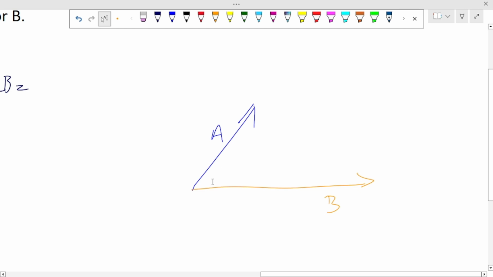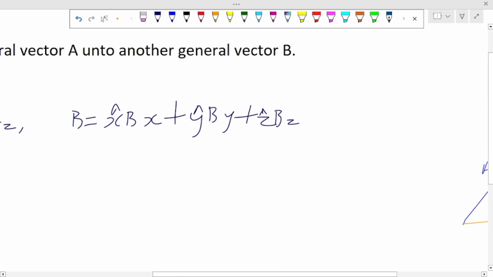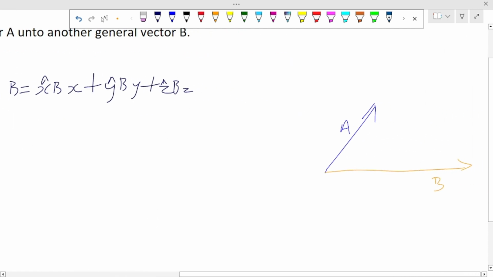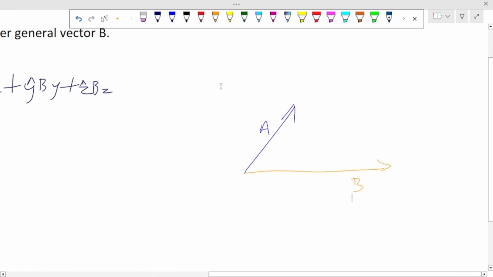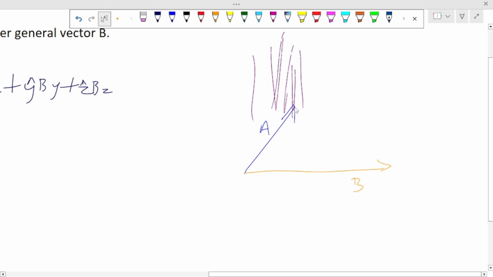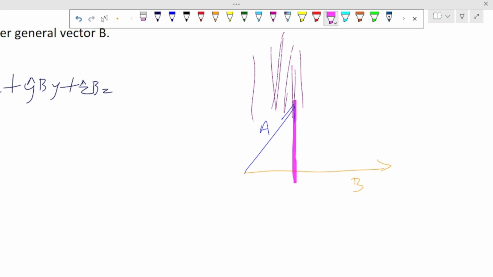What we mean by the projection of a general vector A onto another vector B, the projection of A to B, is this. Now imagine you shine a light like this. It will cast a shadow downwards.